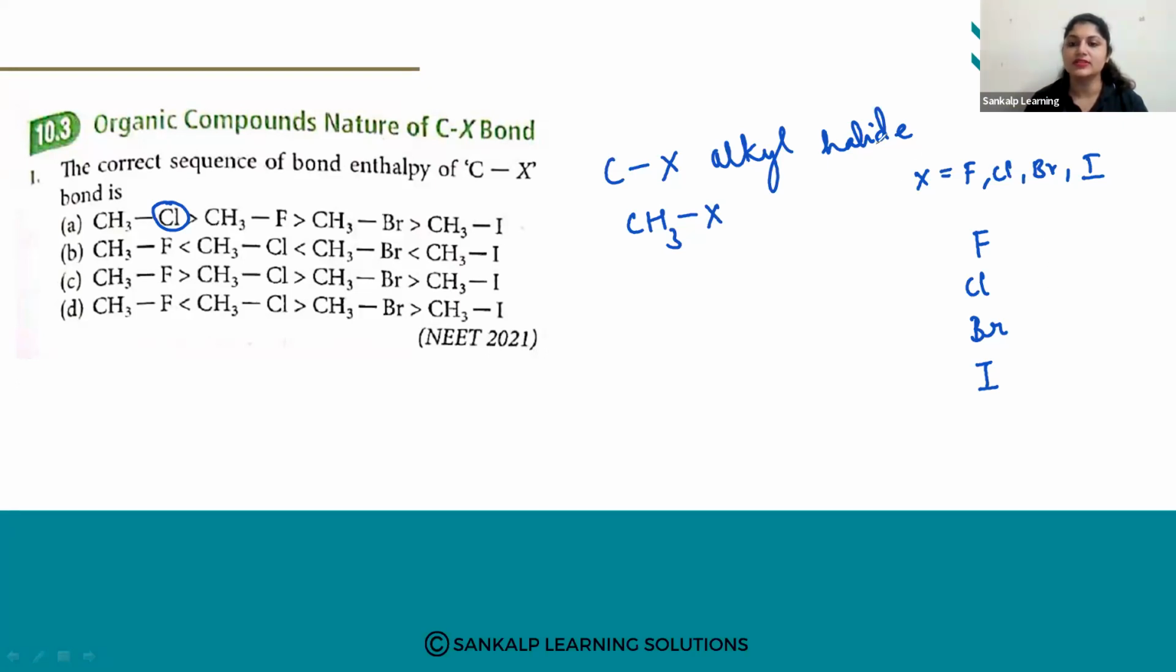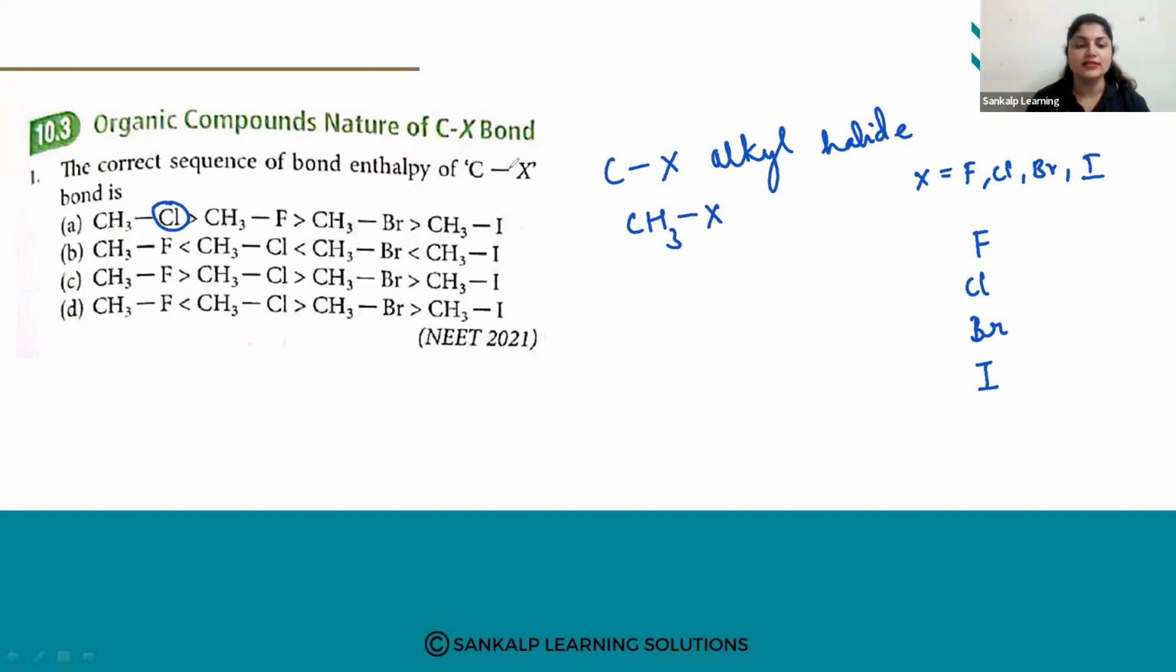This is the first reason. There will be different shells: for F there is only the K shell, for Cl K and L, then K, L, M, and for iodine K, L, M, N. As you go down the group, the number of shells increases, and as a result the atomic size increases.